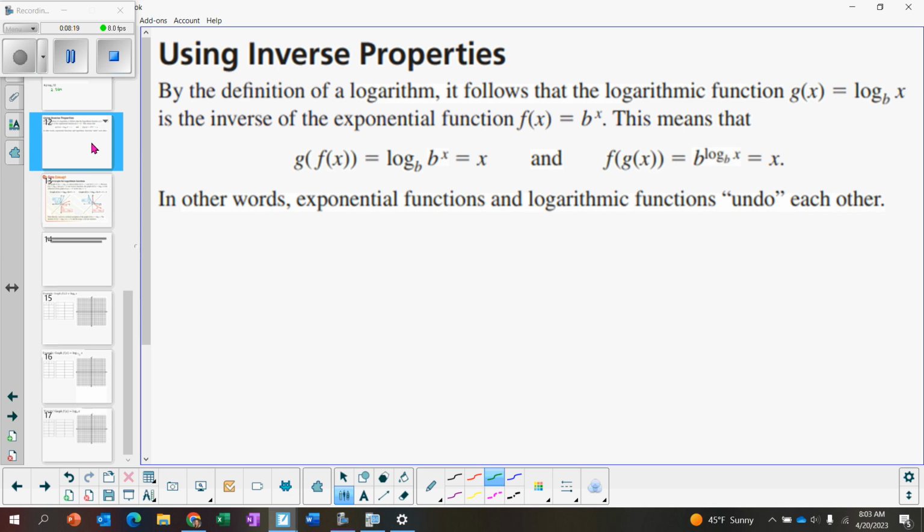All right, so by the definition of a log, the log is the inverse of the exponential function. So these 2 functions undo each other, right? And if you recall from when we first learned about inverses, you get x back as the answer both times, right? So I could take log base b of x and turn that into the exponential form b raised to the x power, right? Those are the inverses of each other.